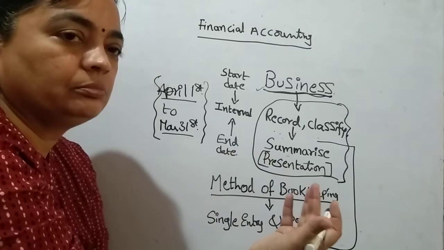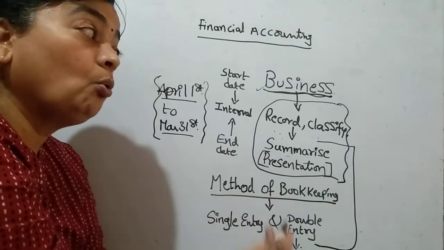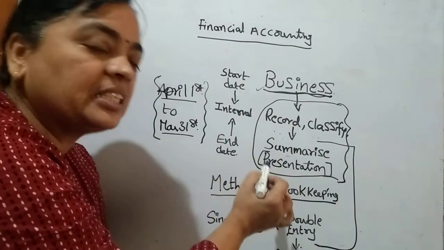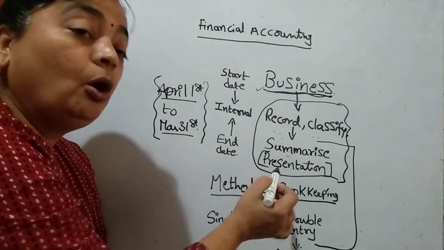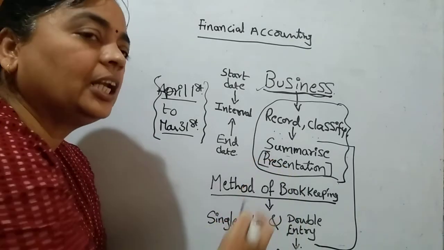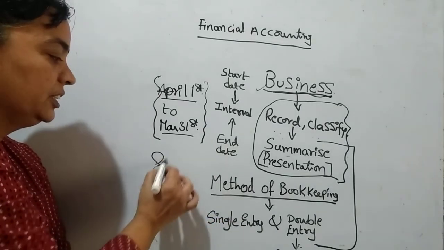To whom? To the people who are affected by the activities of the business. Generally, who will be affected, Amma? Shareholders.